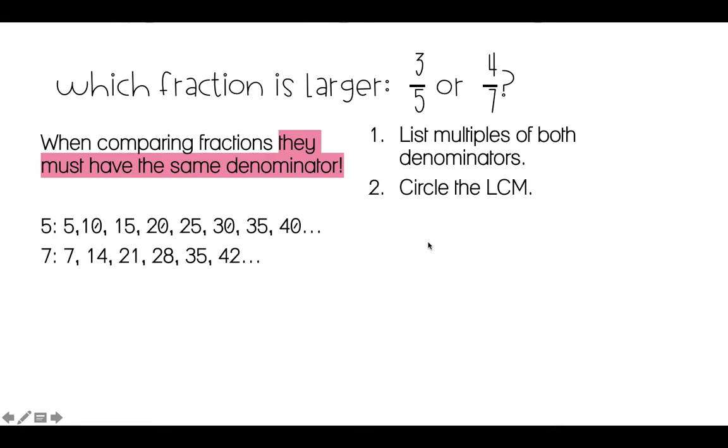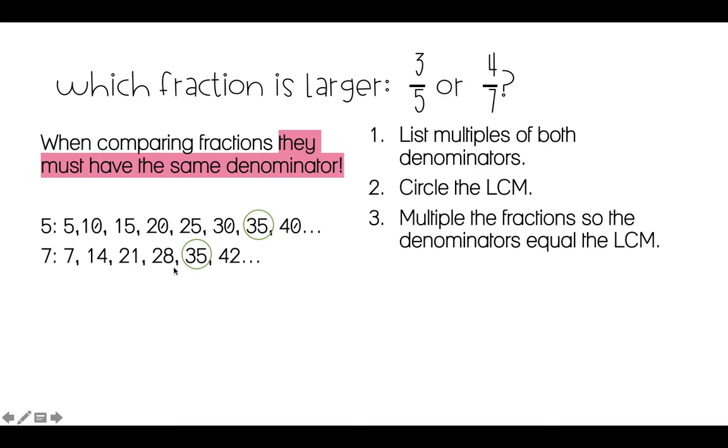And then you circle the lowest common multiple. The lowest common multiple in this case is 35. There are no numbers below it that are common in both. So now what we do is multiply both the fractions so that the denominators are equal to each other, equal to the lowest common multiple.